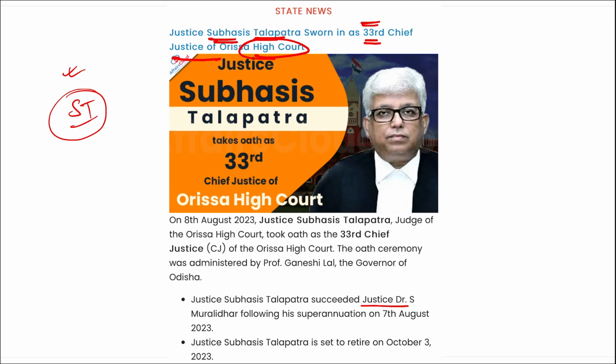He will be succeeding Justice Dr. S. Muralidhar. This point is also important. Justice Subhashish Talapatra is set to retire on 3rd of October 2023, and he will be the 33rd Chief Justice of Odisha High Court.